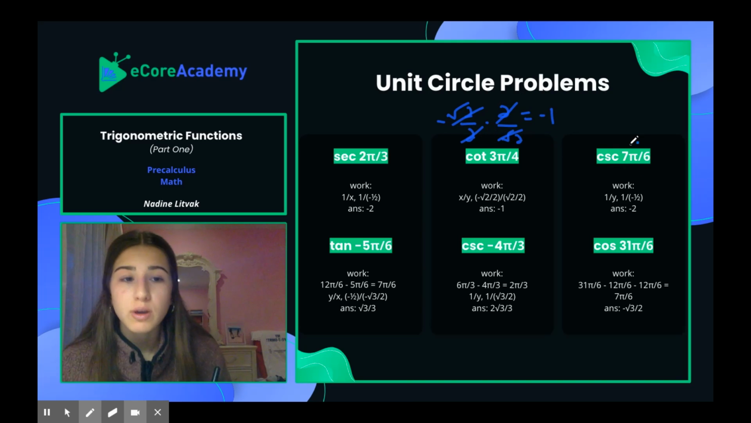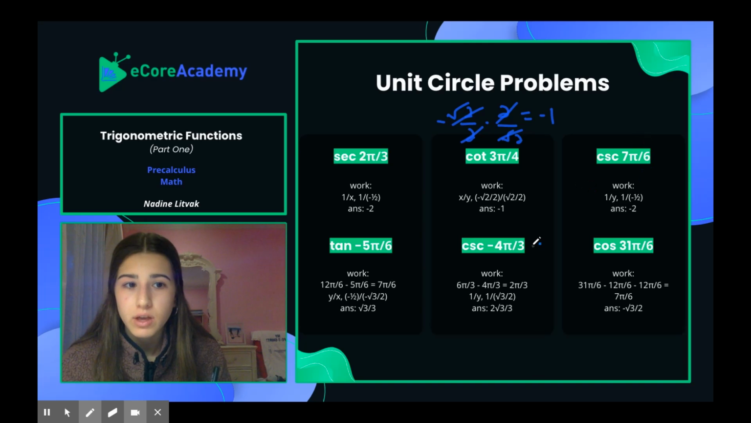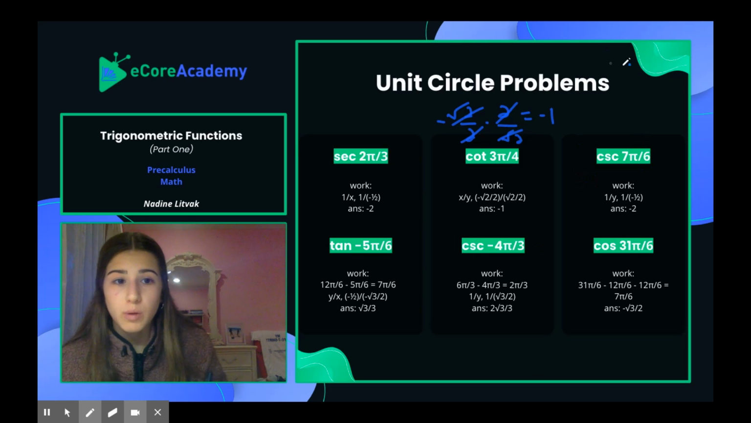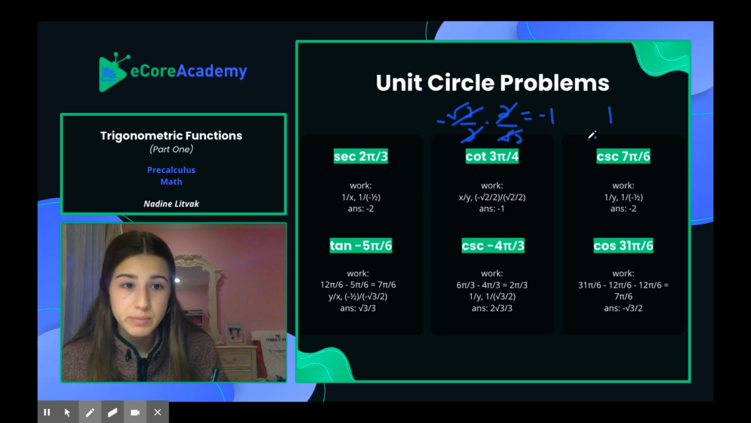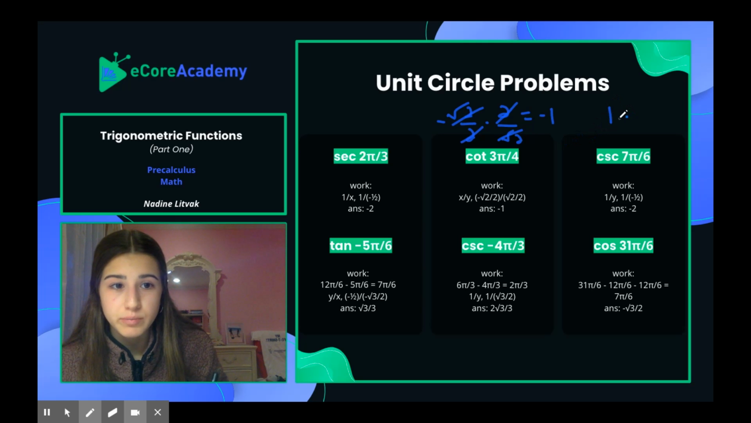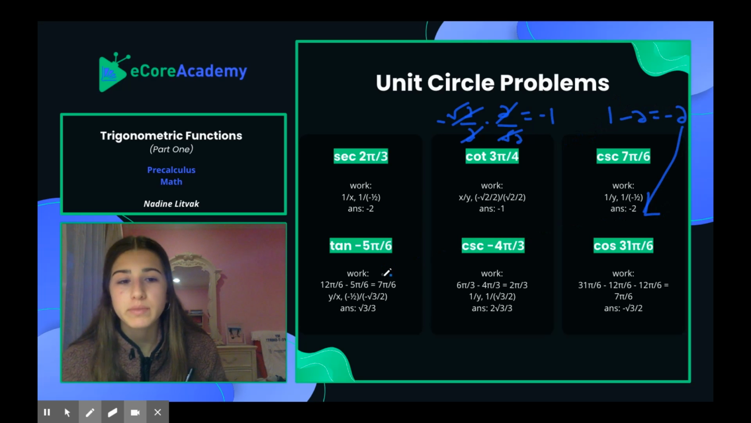Let's move on. Cosecant of 7 pi over 6. We know on the unit circle, cosecant is 1 over y. We know that at 7 pi over 6, the y value is negative 1/2. So, we do 1 divided by negative 1/2. However, we can just do 1 times the reciprocal, and the reciprocal of negative 1/2 is negative 2. 1 times negative 2 is equal to negative 2, which is why the answer is negative 2 for cosecant of 7 pi over 6.